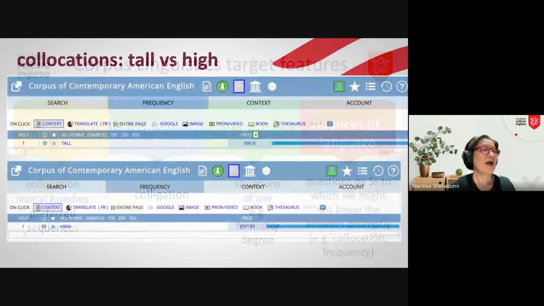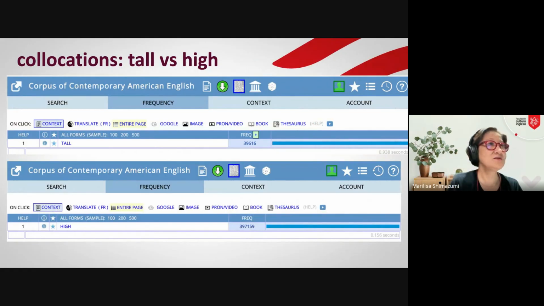Okay. I have prepared beforehand because I was always afraid that my internet wouldn't work. But if we go to the COCA corpus and type tall and high, here you can see how frequent these words are. So if you see here, about 39,000, about 40,000 uses of tall and high.